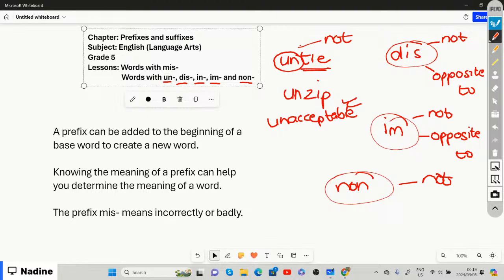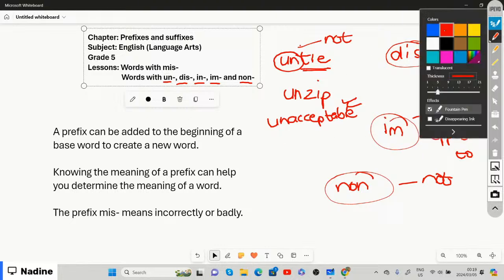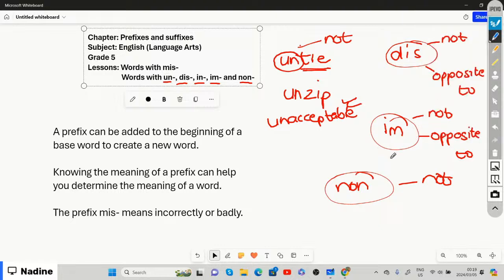Here we have a word. Let me choose a different color. Here, if we use the prefix "im," then we can say impatient, meaning that the word patient is something good, it means that it's fine, I will wait, take your time. But impatient means that you are hasty, you are in a rush, you don't want to wait, you just want things to be done. That is impatient.